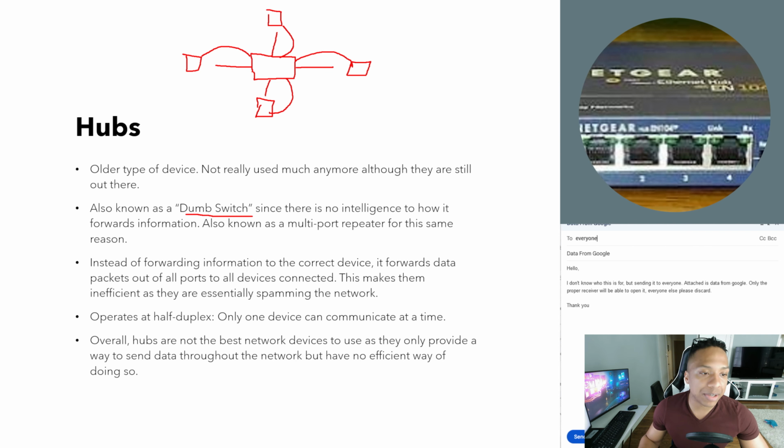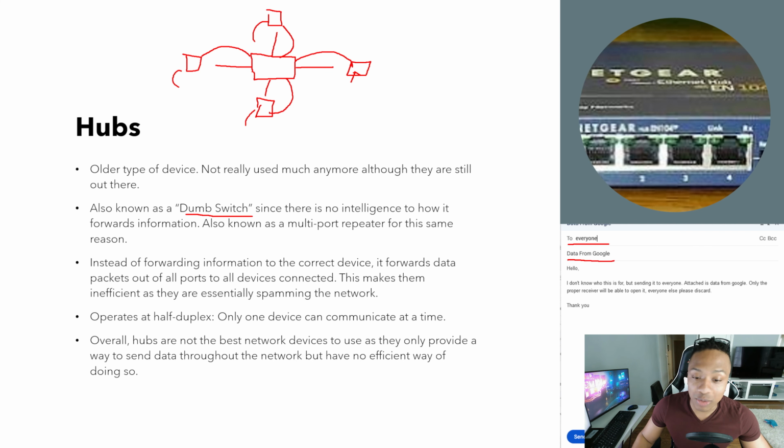In this case, they are very inefficient. They're essentially spamming the network. Every one of these devices will get the information, but the device that needs the information will accept it. This computer will take it, but all the other computers will say, this isn't mine, and just drop the data. Hubs operate at half duplex, so only one device can communicate at a time. And like I said, hubs are not the best network device because they only provide a way of sending data, but they don't have an efficient way of sending data. In this case, I included a little email from a hub. It's going to everyone.